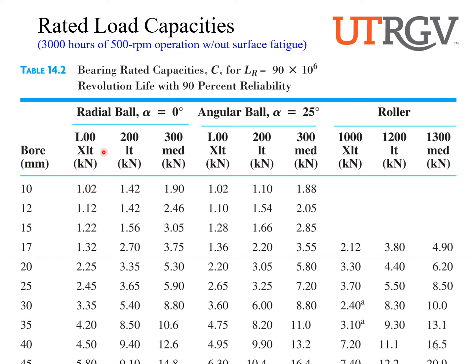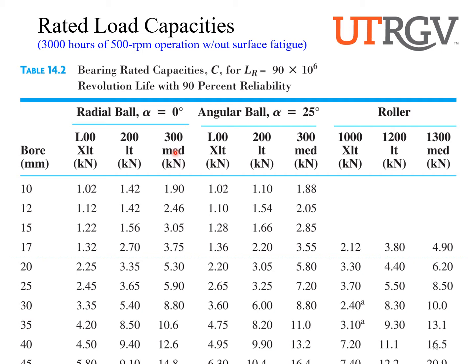If you take a look here at the L series, which again, here below it tells you XLT or extra light series, we see as the bore increases, the load increases. Here is the 200 series or light duty, right? Again, as the bore diameter increases, the load increases. And remember, the 300 is meant to designate the medium duty series.